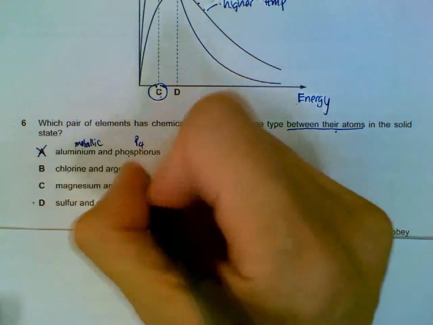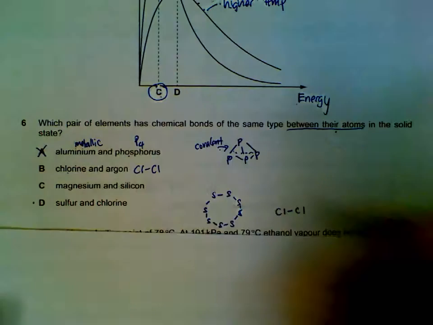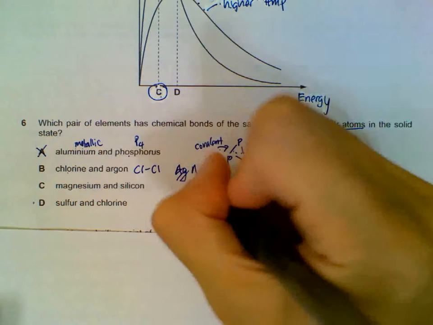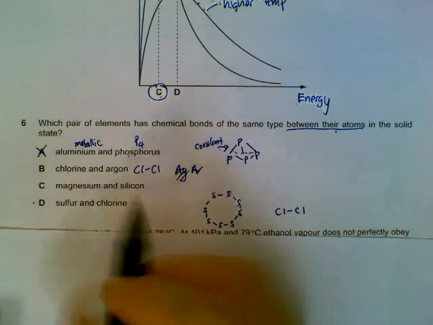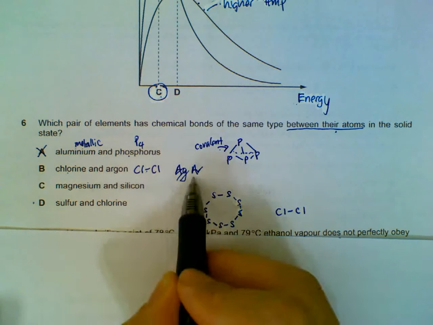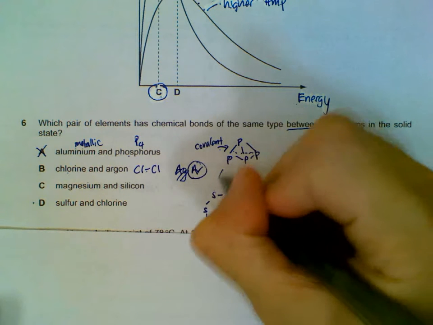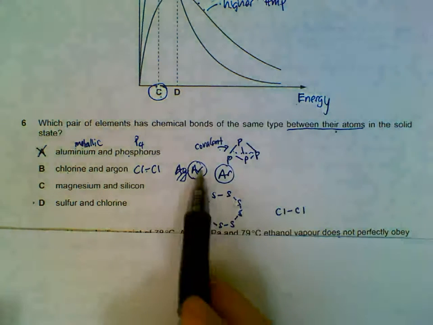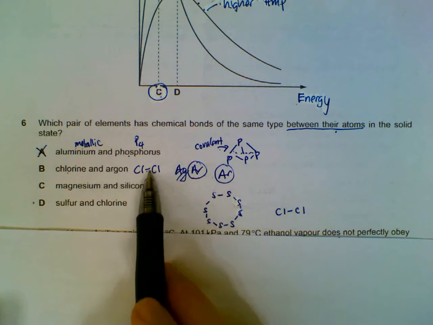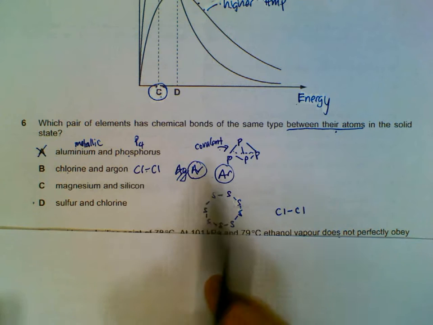So metallic and covalent, we don't have the same chemical bonds. Chlorine, Cl2, argon, noble gas, is only monatomic, Ar. For chlorine, between their atoms we have covalent. For argon, because it's a noble gas, it exists as individual atoms, it is actually van der Waals forces. So covalent for chlorine, van der Waals forces for argon.